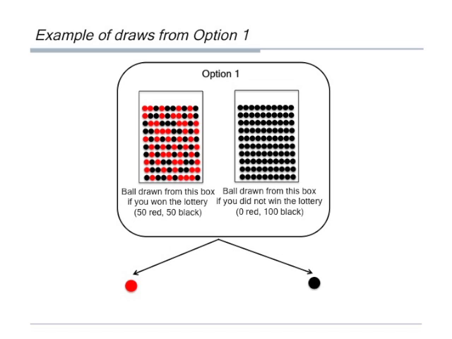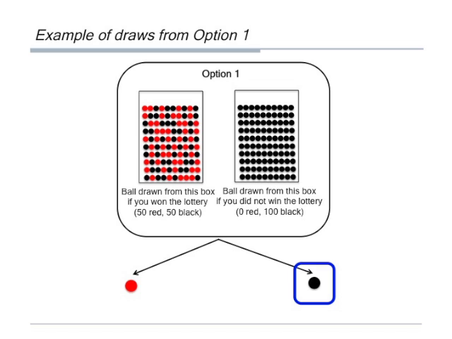Now let's think about what it means if you see a red ball and what it means if you see a black ball. If you see a red ball from option 1, you learn right away that you won the lottery. Why? Because red balls can only come from the left box. The computer draws from the left box only if it determines that you won the lottery. How about if you see a black ball?